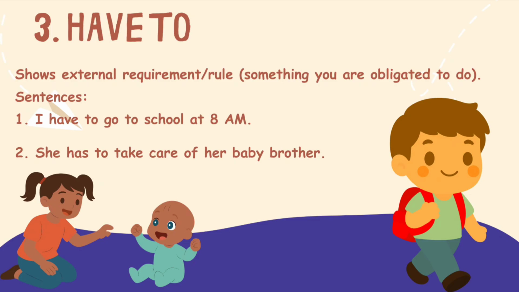Now another one: she has to take care of her baby brother because mama is busy now. So she has to take care. Have to we use with I, you, we, they. And has to we use with she, he, it. So, understood where we are using might, must, have to or has to?